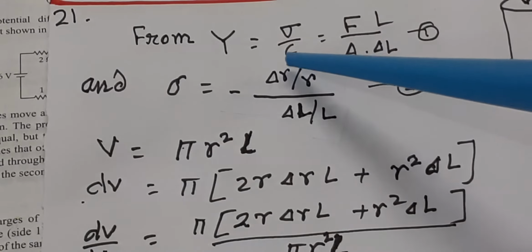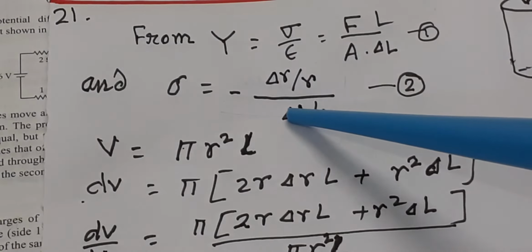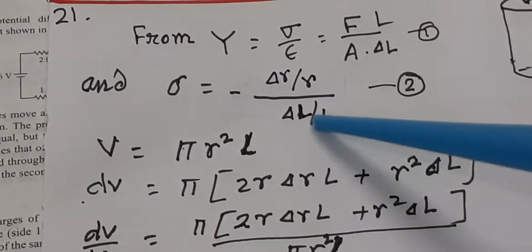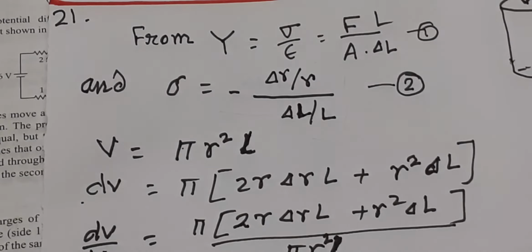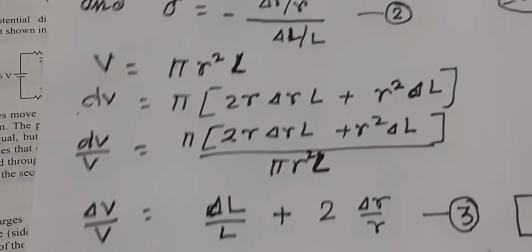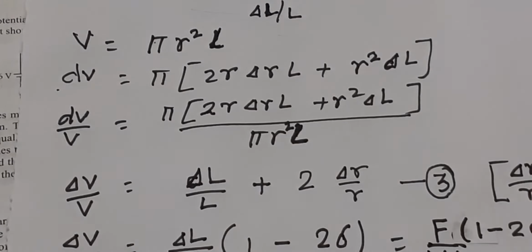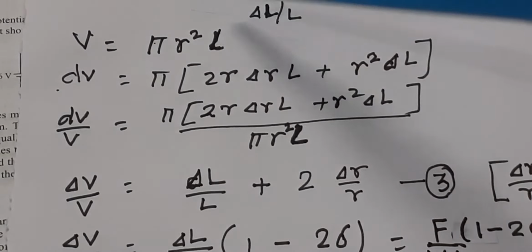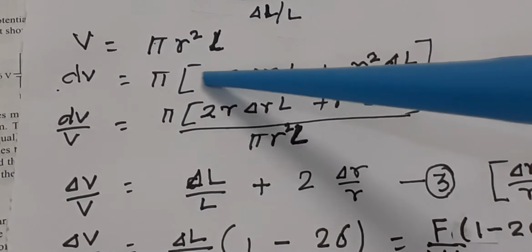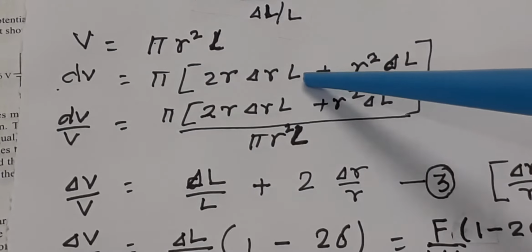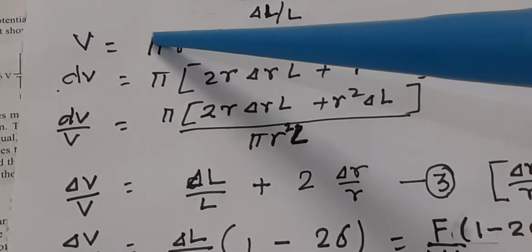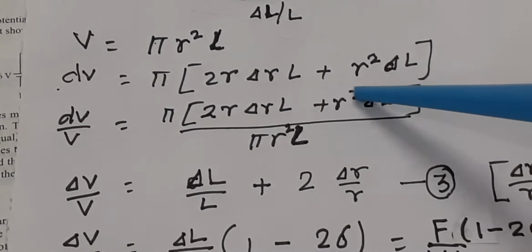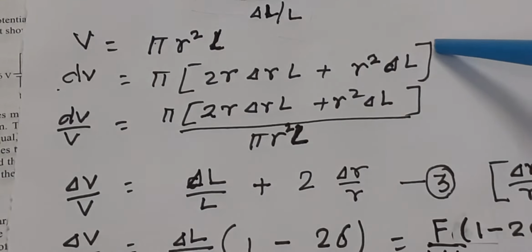Any one of them increases, the other one will decrease. Suppose this is increasing, so this will decrease, so ultimately a minus will be there. Minus is a common thing here. Now as we know, volume can be written as pi r square into L. Differentiate this: you will get pi, differentiating r square means 2r dr, and L will remain constant, plus r square, and pi constant, pi is already taken out, r square into dL.